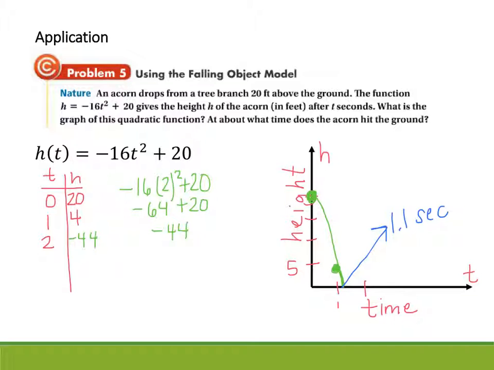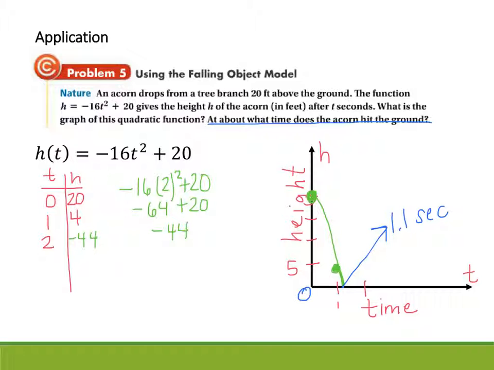So this would be the graph of my quadratic function. But the second question they asked me is, about what time does the acorn hit the ground? So the acorn is going to hit the ground when the height is 0. Again, I want you to really think about what I just said. The acorn will hit the ground at a height of 0. Ground level is 0 numerically.